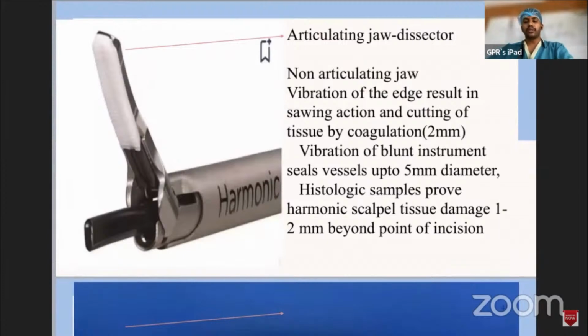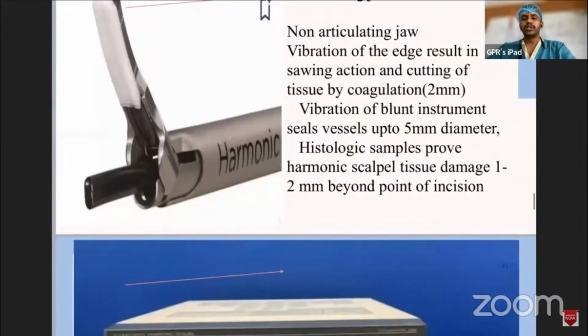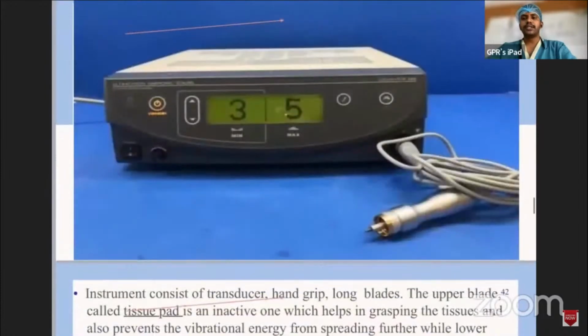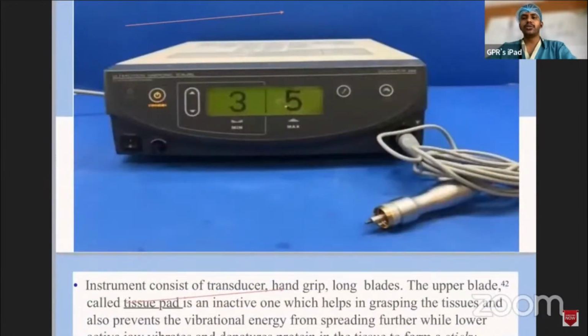Histologically, we were able to prove that the harmonic scalpel can produce at least 1 to 2 millimeters of coagulation beyond its point of usage. So this will be the classic harmonic energy source, and the cable that has been used for it, and it has two different modes, 3 and 5. 5 will be more for cutting and less for coagulation, whereas 3 will be more for coagulation rather than cutting.